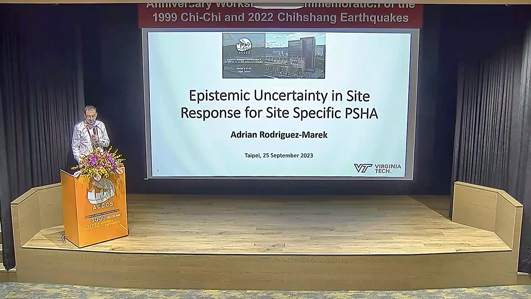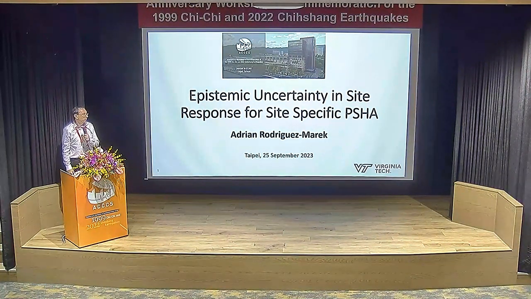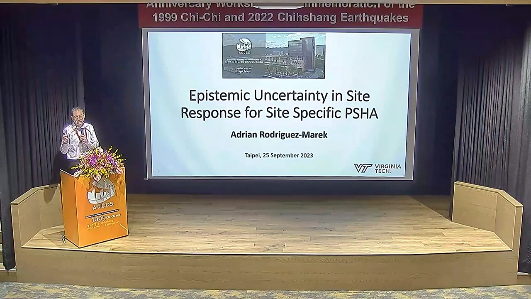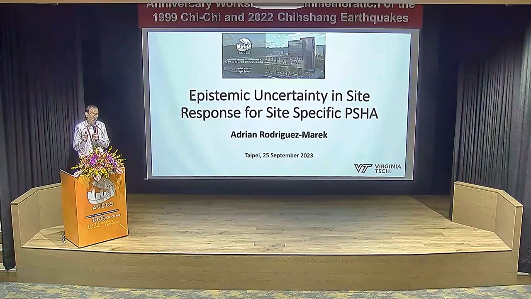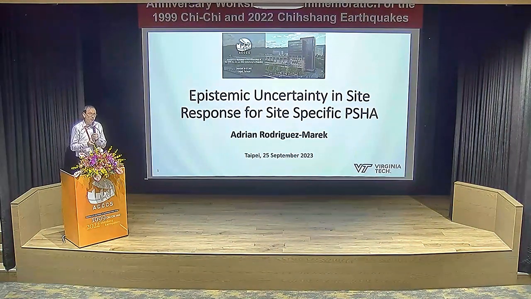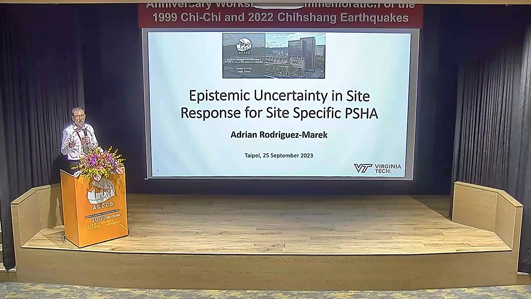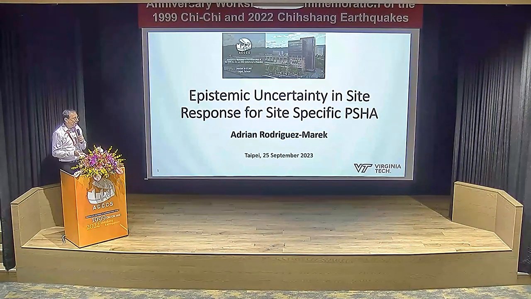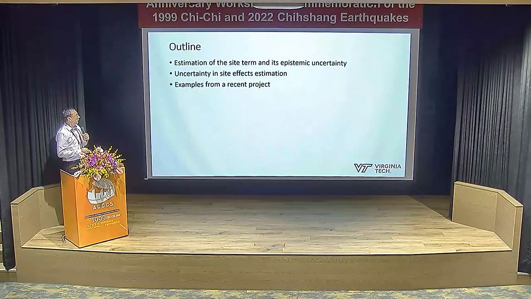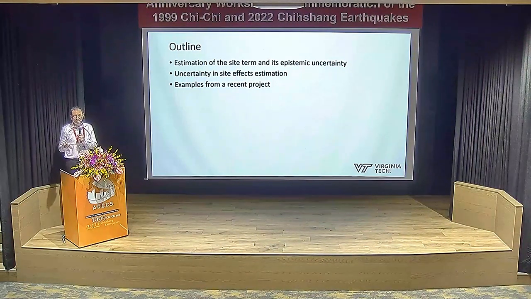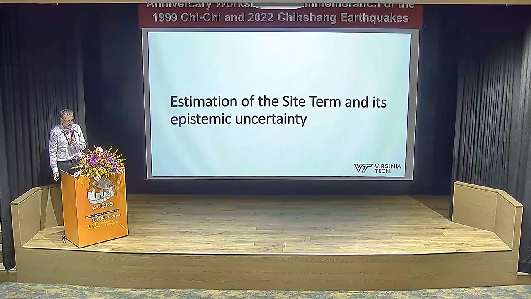So today I will talk about epistemic uncertainty in site response, and this follows directly from Professor Abrahamson's talk because he's talking about how we are developing non-ergodic models, and one essential component of non-ergodic models is that you have to put back epistemic uncertainty. So when you're removing uncertainty from the aleatory term, you have to build back that epistemic uncertainty, and that's what this talk is about. So I will talk about the estimation of the site term and its epistemic uncertainty, uncertainty in the site effects estimation, and I will show some examples, or one example in particular from a recent project.